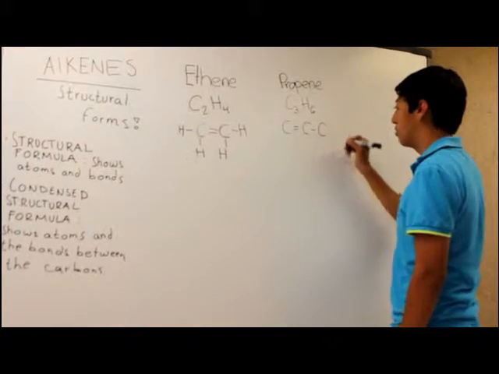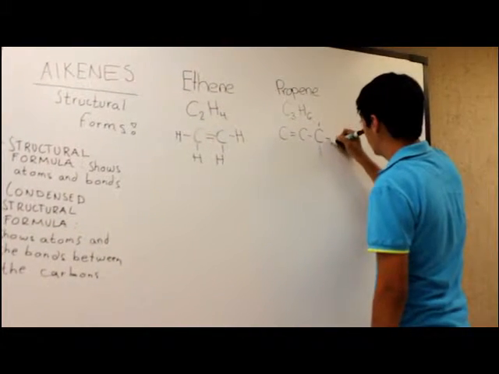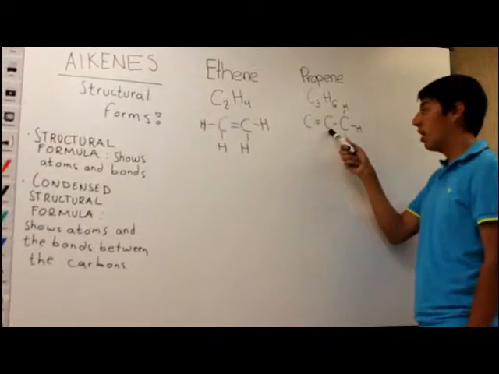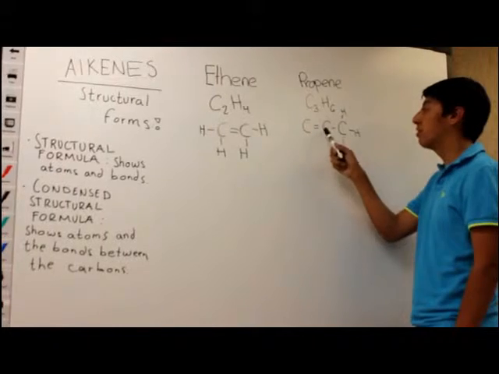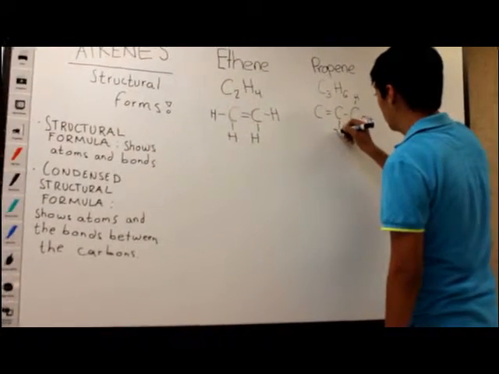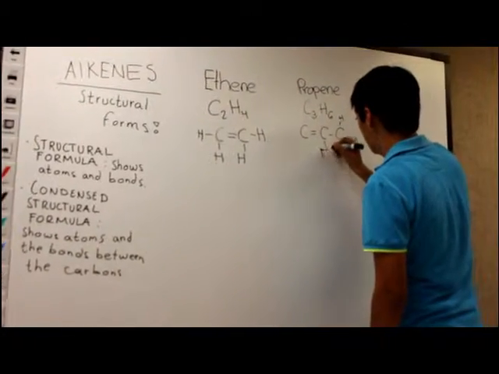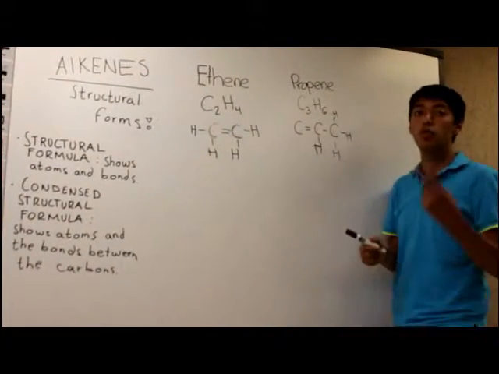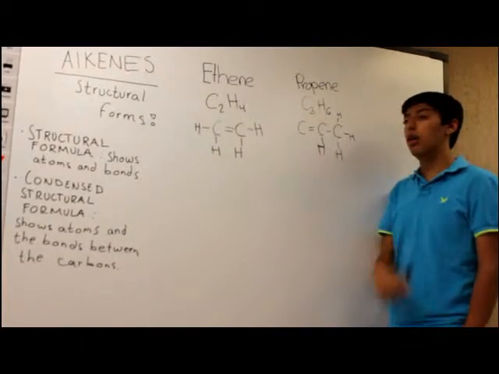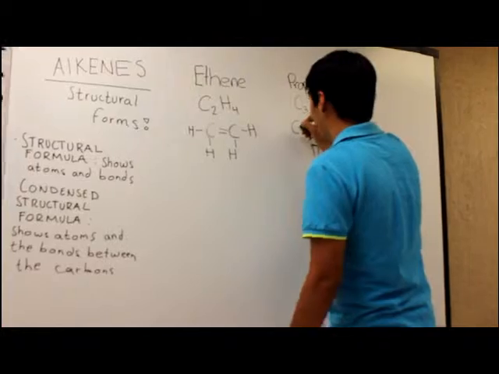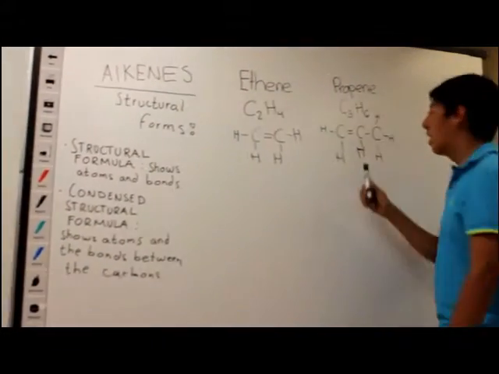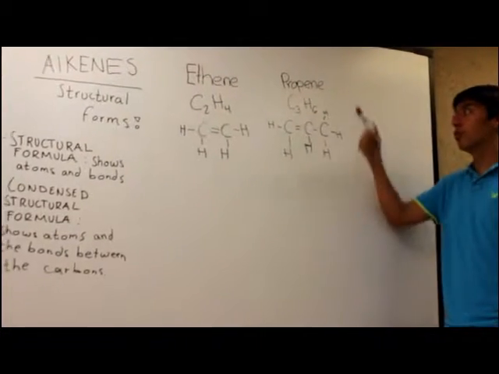Then it tells that it has 6 hydrogens. This one has 3 left spaces, so you write the hydrogens. This one has 1 left space, because it has a double bond with this one and a single bond with this one. And this one has 2 left spaces because it has a double bond with the other carbon. And here you have the structural formula for propene.